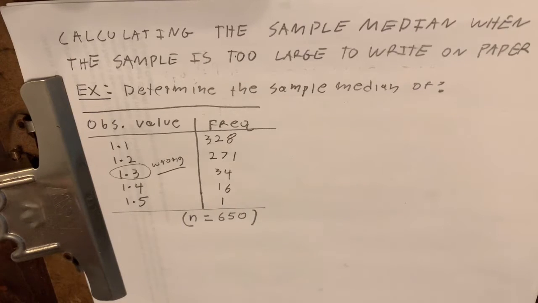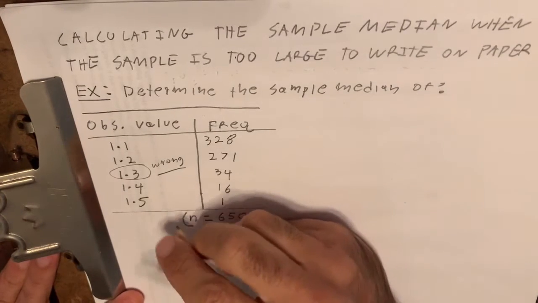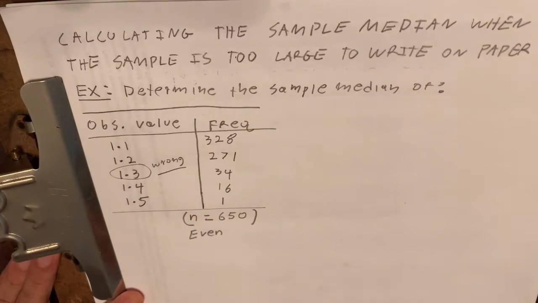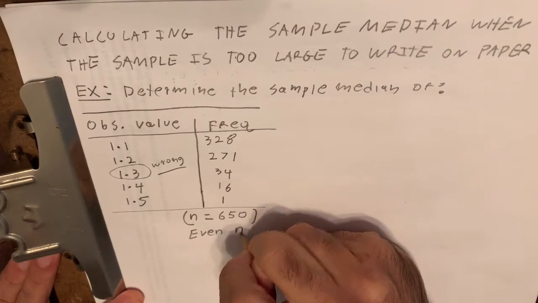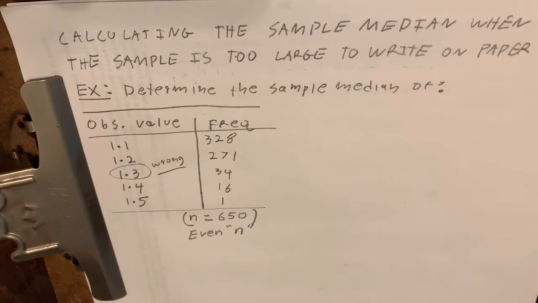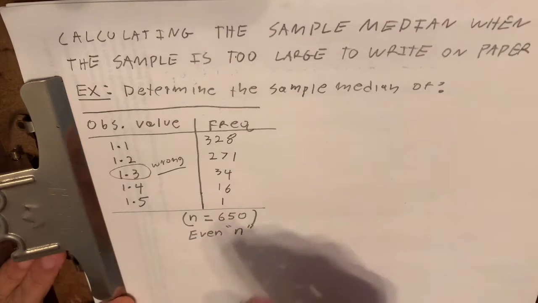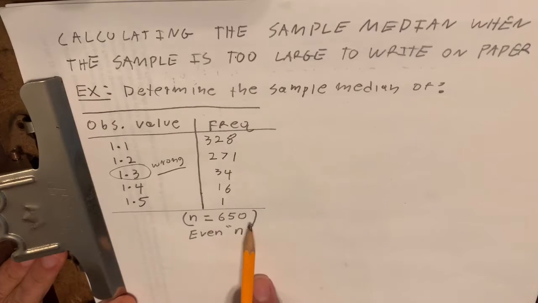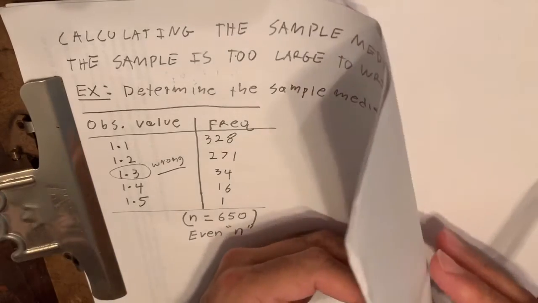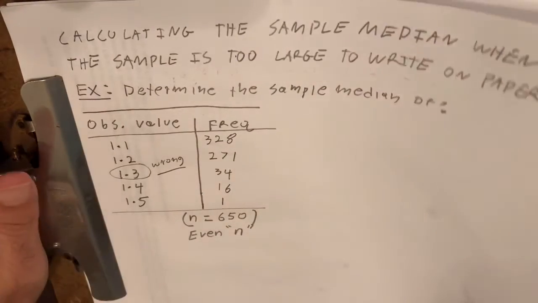So now that we have this, we have to notice that we have an even sample size. I'll just write even n, because n always represents the sample size. So we have an even n. So what we need to do is figure out how to find the middle number of 650 observations. So you may not know this. So I'm going to show you how to figure it out in a simple way in case you ever forget this formula.